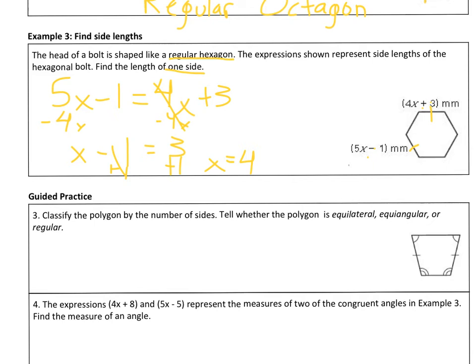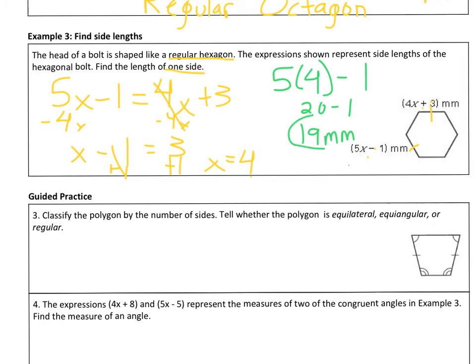And you might be thinking, well, which one do I substitute into? The nice part about a problem like this, since this is a regular shape, it doesn't matter. I substitute 4 into either one of these expressions, I will get the same result. So I'm just going to substitute it into the 5x minus 1. So I'm going to use a different color for that. 5 times 4 minus 1 is 20 minus 1. So one of the side lengths is 19 millimeters.